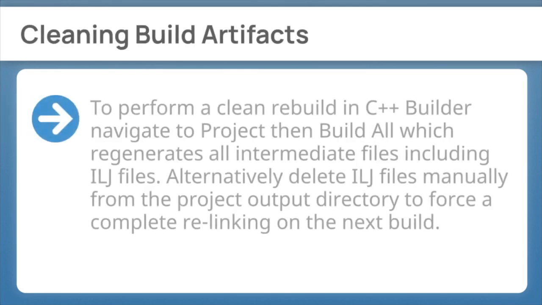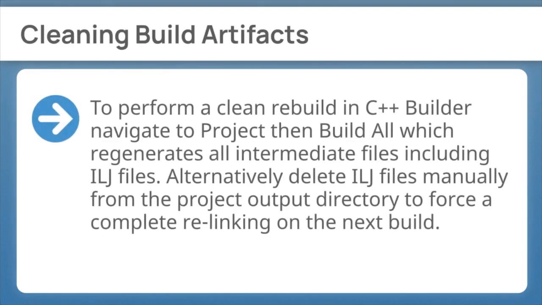Next, cleaning build artifacts. To perform a clean rebuild, in C++ Builder, navigate to Project then Build All, which regenerates all intermediate files, including ILJ files. Alternatively, delete ILJ files manually from the project output directory to force a complete relinking on the next build.